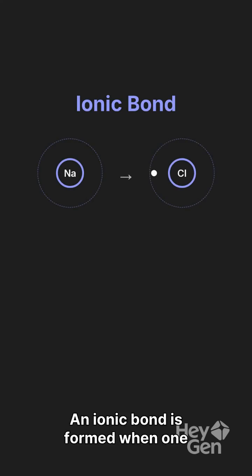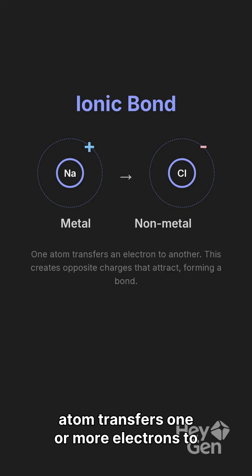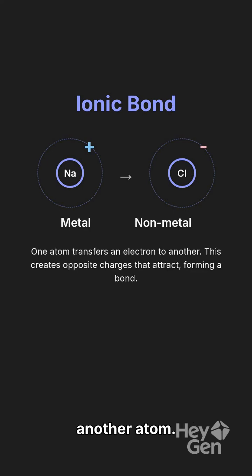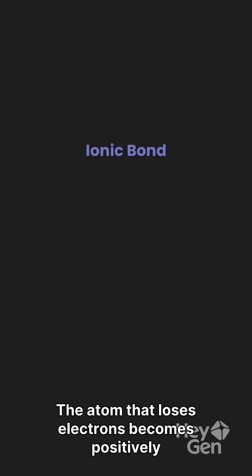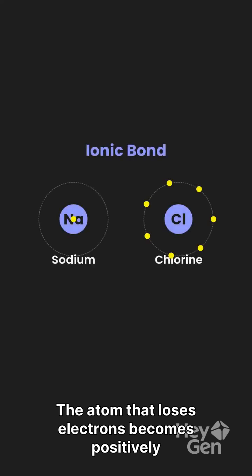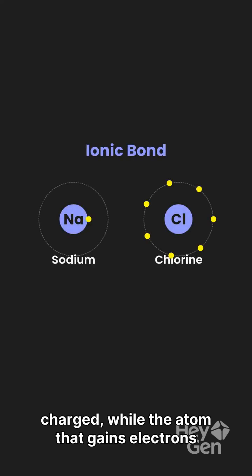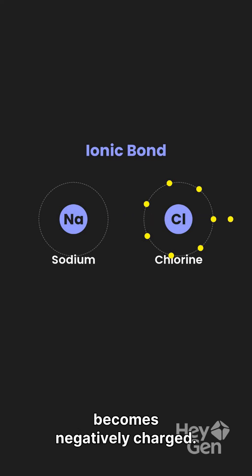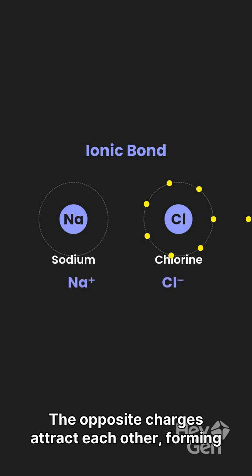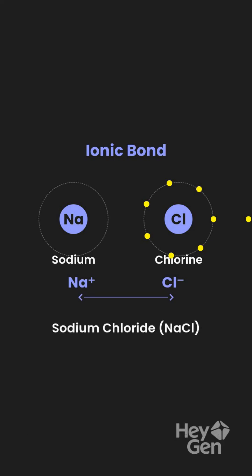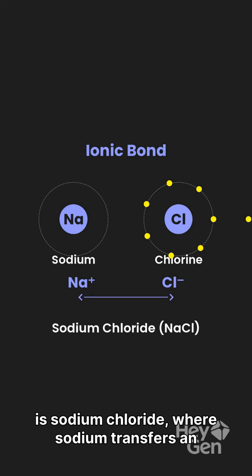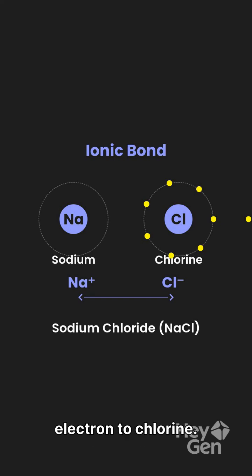An ionic bond is formed when one atom transfers one or more electrons to another atom. This usually happens between a metal and a nonmetal. The atom that loses electrons becomes positively charged, while the atom that gains electrons becomes negatively charged. The opposite charges attract each other, forming a strong electrostatic force. A common example of an ionic bond is sodium chloride, where sodium transfers an electron to chlorine.